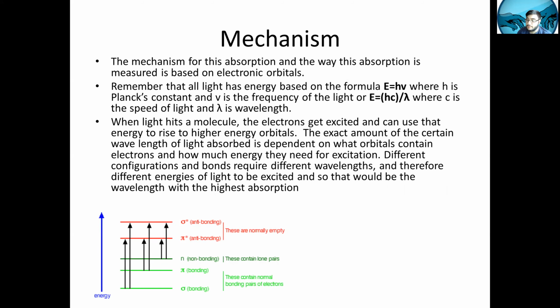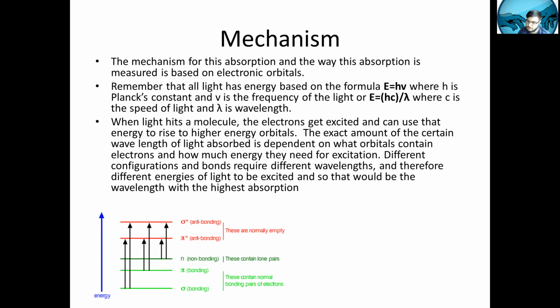Okay, let's talk about the mechanism for this absorption. The way the absorption is measured is based on electronic orbitals, which we've covered a little bit before, but here is an example of the orbitals. So you have the sigma bonds, the pi bonds. Remember, sigma bonds are like the first bond, and then the pi bonding is the double and triple bonds that are shared. This is the non-bonding, which is where the lone pairs are, right? And the anti-bonding, which, as it says here, are normally empty. As you would think from anti-bonding, these essentially remove the bonding.